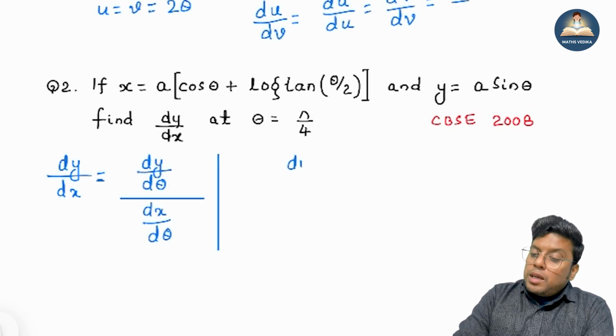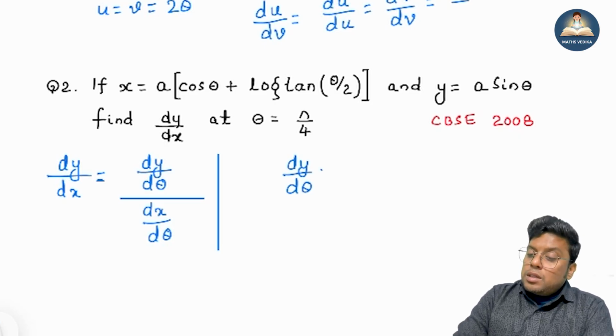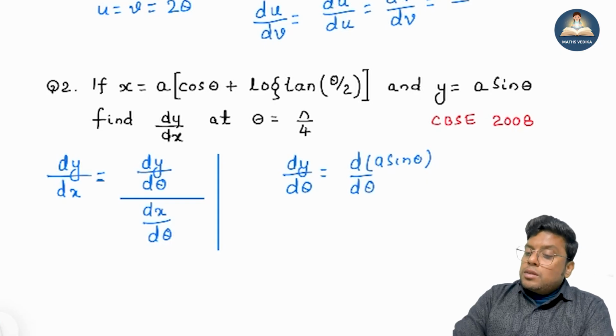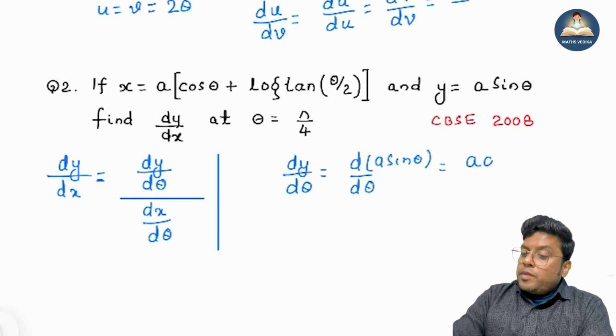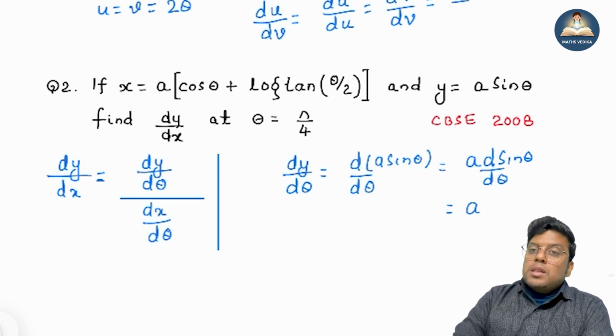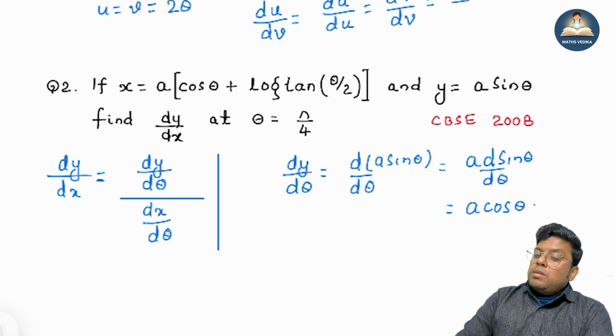Okay, so dy by d theta, differentiation of y with respect to theta, is equal to d of a sin theta by d theta. So a is constant, so it will be taken out from differentiation. So a times d sin theta by d theta. Differentiation of sin theta is cos theta. So dy by d theta is equal to a cos theta.